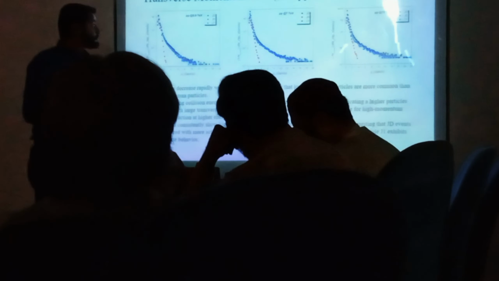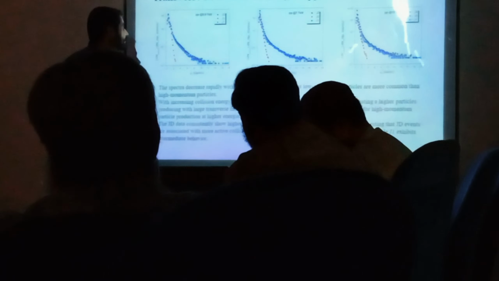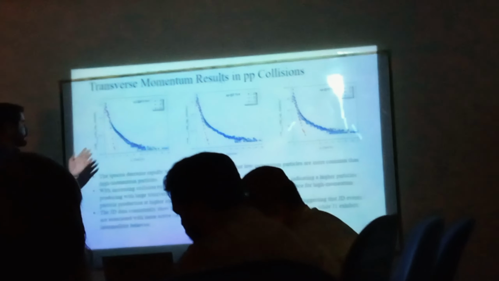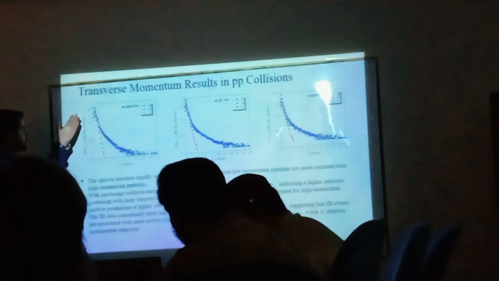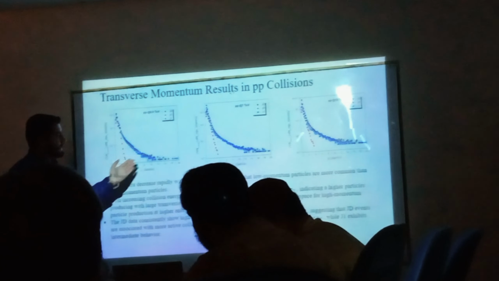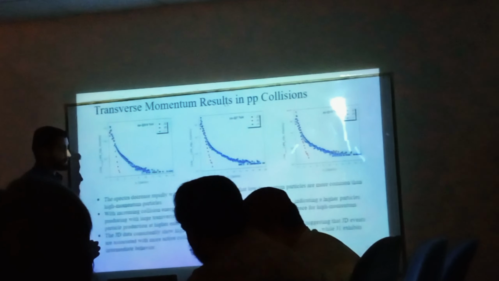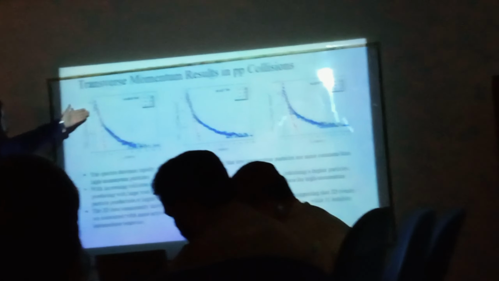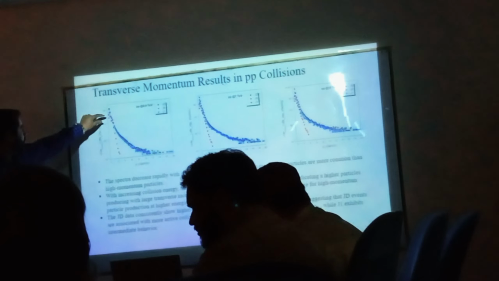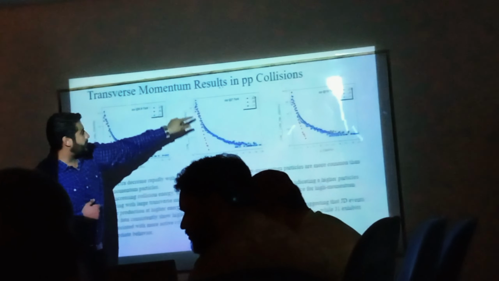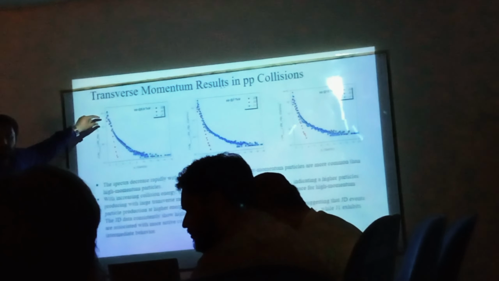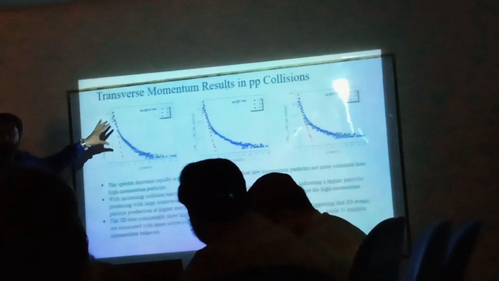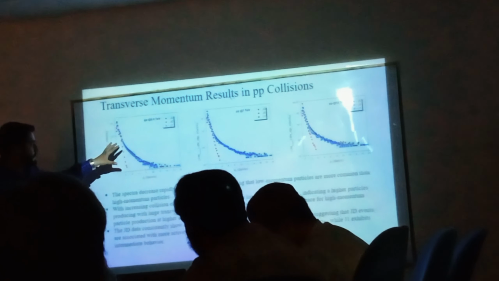Now this is our transverse momentum result in pp collision. Transverse momentum is the momentum of the particle perpendicular to the beam axis. As you can visualize from this graph, the distribution decreases rapidly as we increase the pT value, meaning the transverse momentum. As you can see, we are getting a peak at low momentum, which means low momentum particles are more common than high momentum particles. There is only a high probability of the production of low momentum particles.